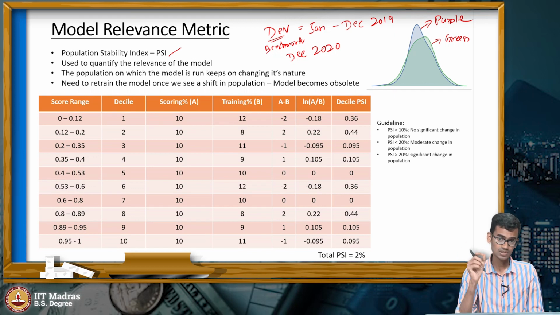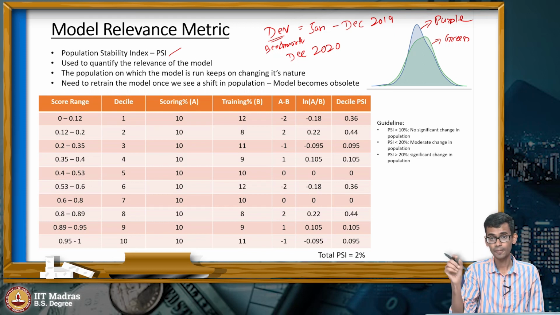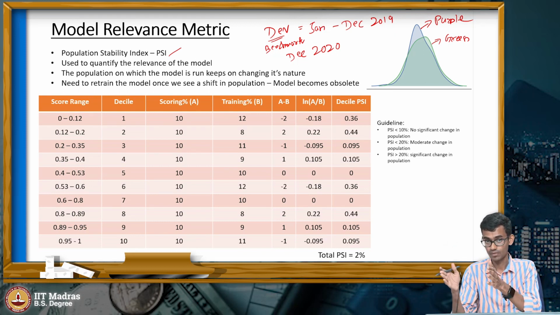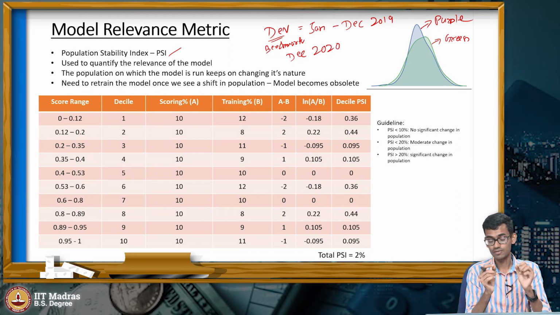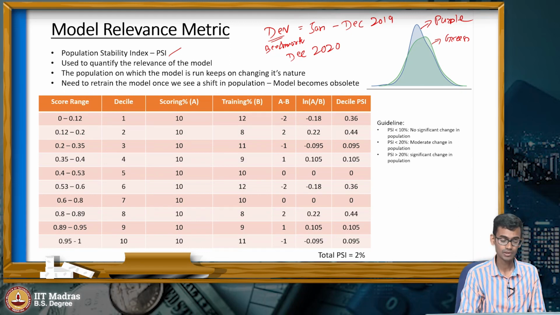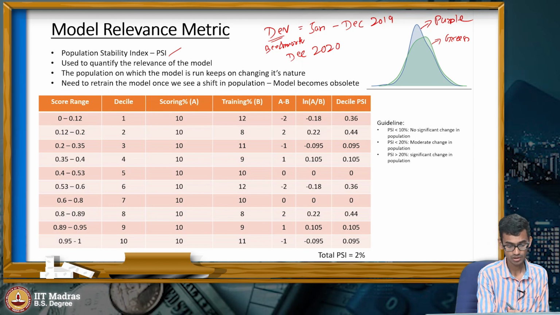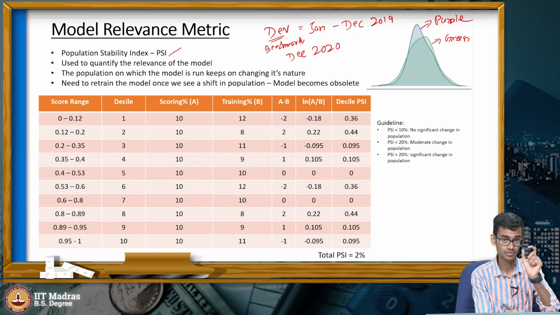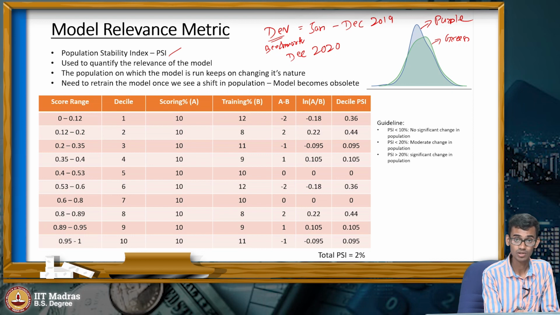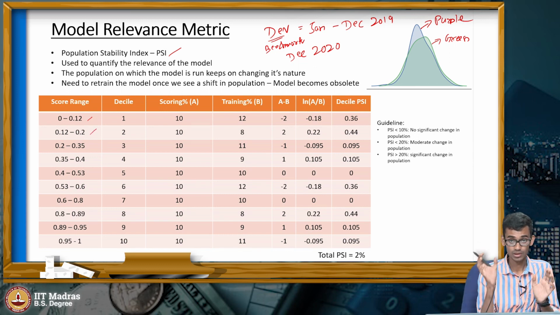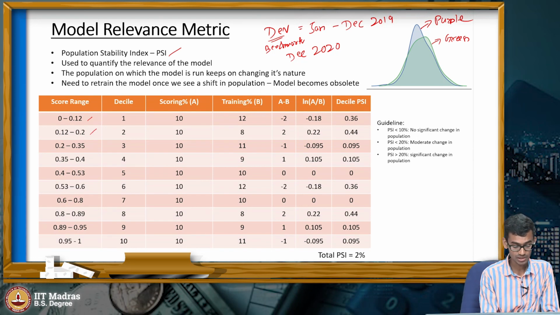For each of these deciles, you know that the number of data points falling in that decile is constant, which is 10%, but the cutoffs could be slightly different. So here I've just taken an example. Let's say the score range for the first decile is between 0 and 0.12, the score range for the second is 0.12 to 0.2, and likewise the cutoff for the eighth decile is going to be 0.8 to 0.89.